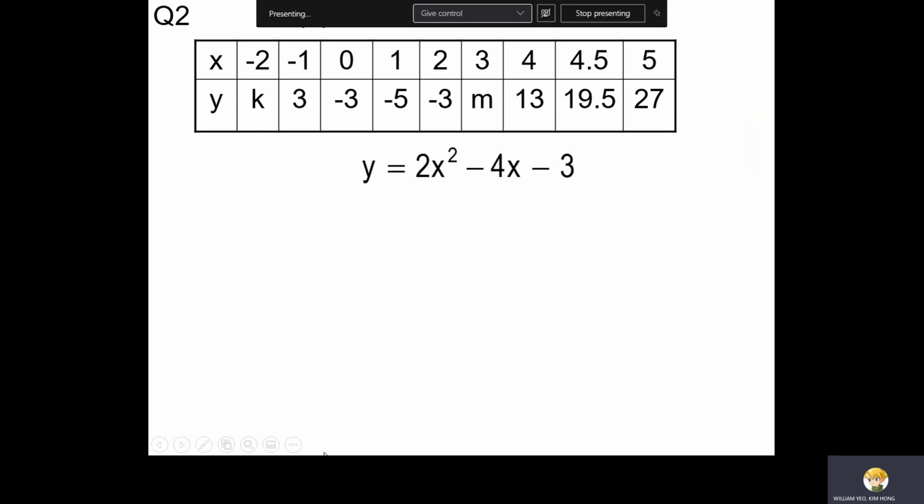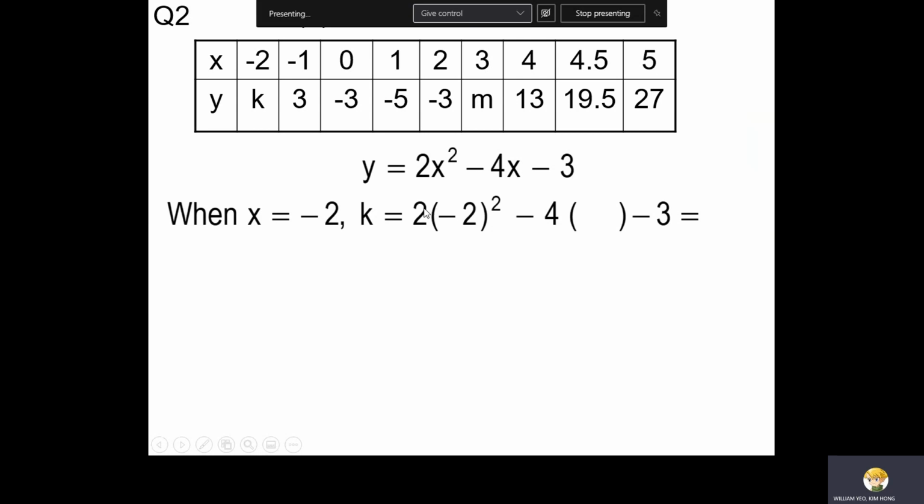Next. This question here, what do we have? We have a quadratic function. Again, this is quite easy. They ask you to find k and m. So to find k, you substitute x with negative 2. Be careful here. When you use the calculator, please include a bracket. Something like this: 2 times negative 2 squared, minus 4 times negative 2, minus 3. Then you get 13. So you say k is 13.